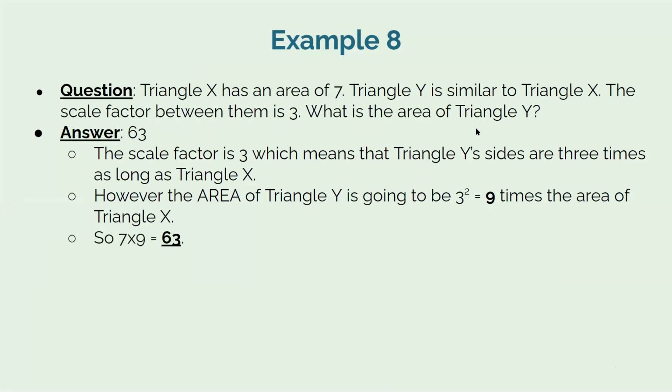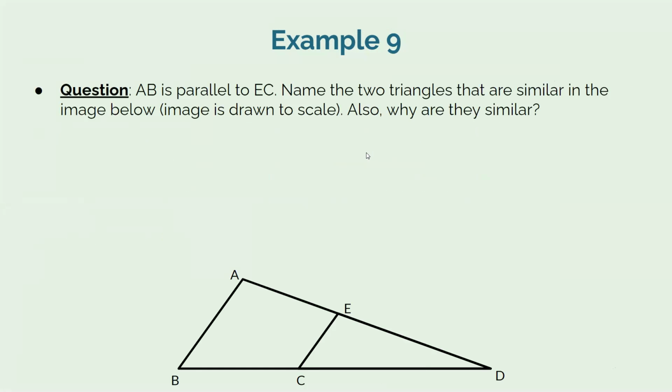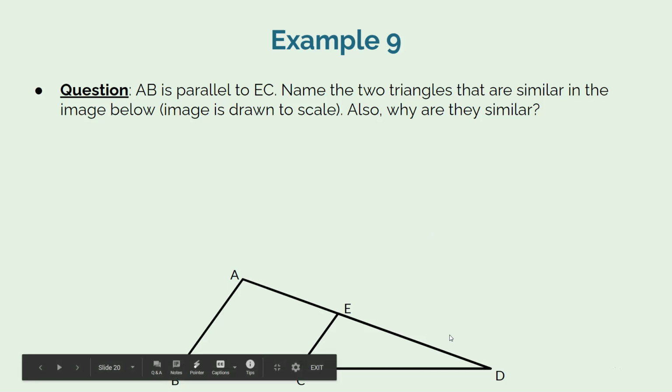Okay, we're going to move on. This last example is kind of important and a little tricky. In this question, line segment AB is parallel to line segment EC. Name the two triangles that are similar in the image below, and also why are they similar? For this question, try to remember what we worked on last week about parallel lines and which angles are congruent. In order to see if a triangle is similar, all of their angles have to be equal to each other. So try to mark which angles are equal. You can't really do that here, but you could draw the picture.